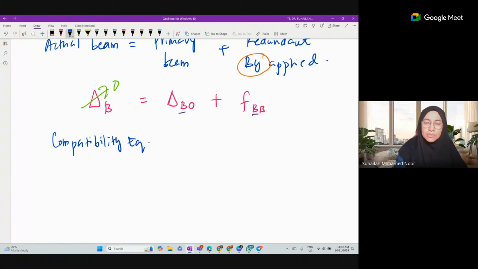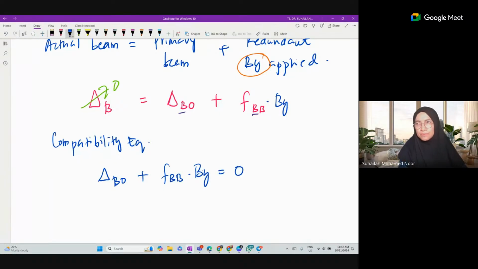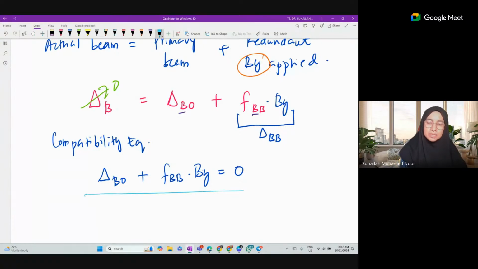So we change position, we start from primary. So primary is delta B naught plus FB, I forgot something here, BY. FBB times BY is equal to 0. So this one, FBB times BY, because it represents delta B. So the compatibility equation for this beam, for this question, is delta B naught plus FBB times BY equals 0. This is the compatibility equation.